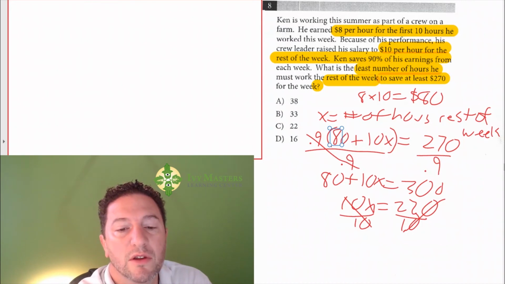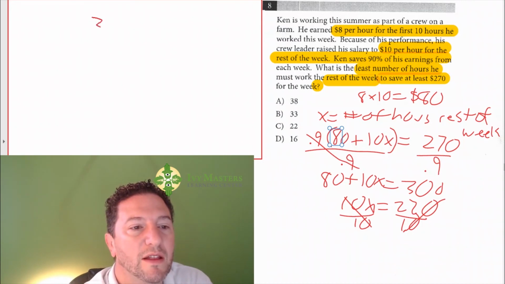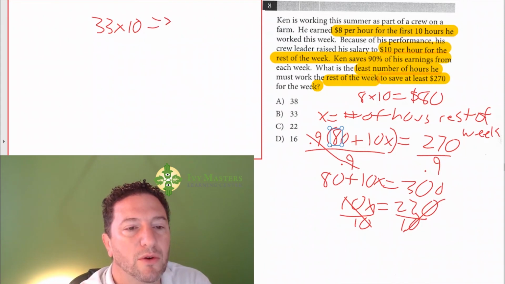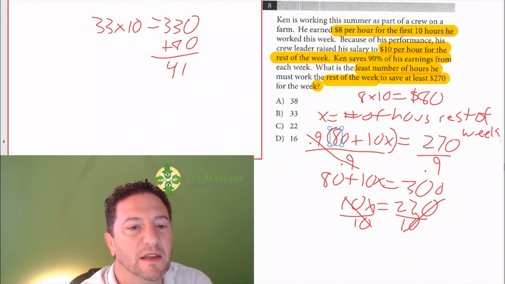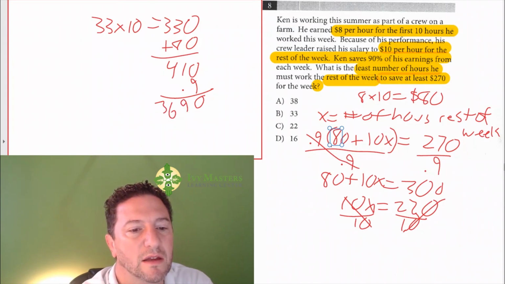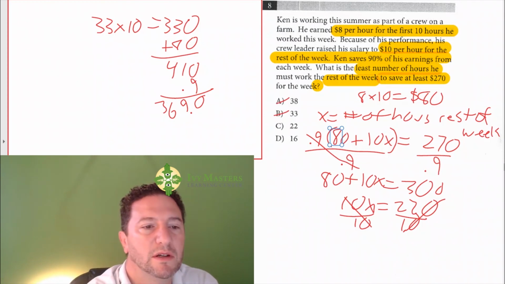So since the question is how many hours must you work for the rest of the week, we could take that 33 and multiply it by 10. This is if I'm testing out answer choice B. And that would be a total of $330. And then if I add it to the 80, I get 410. Then if I take 90% of that, I'm too big. I need 270. So I could eliminate these two. So that didn't work.